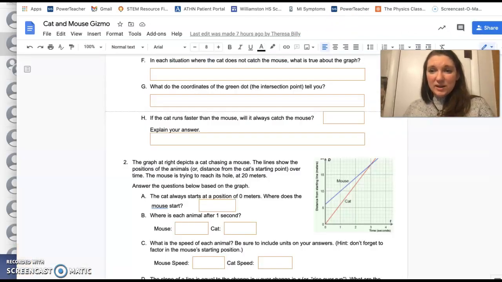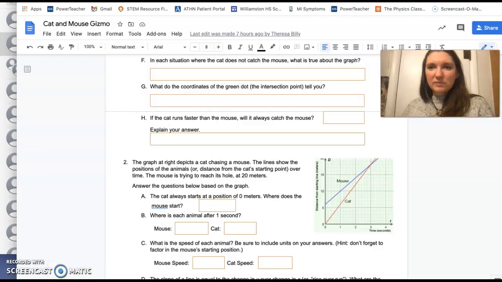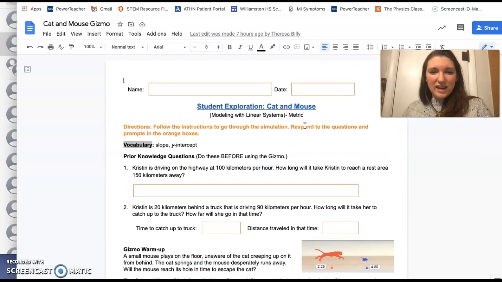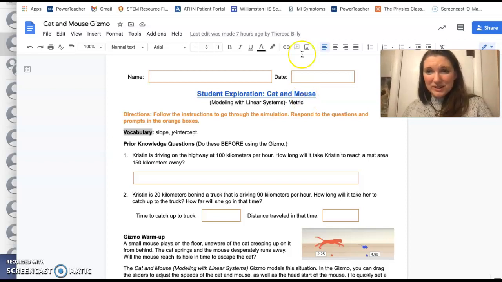And then on Thursday and Friday, we're going to do a gizmo where we're doing a lot of graphing and working with a cat and mouse scenario. So looking at speeds and who catches up to who first. Okay, so that's the plan for this week.